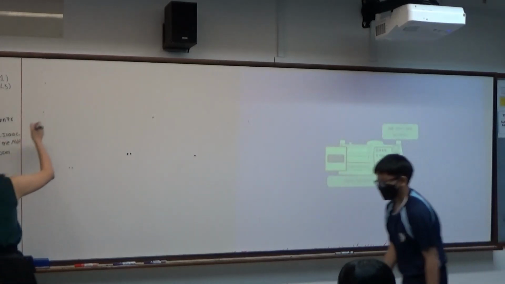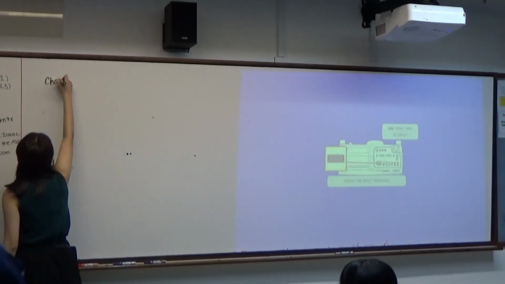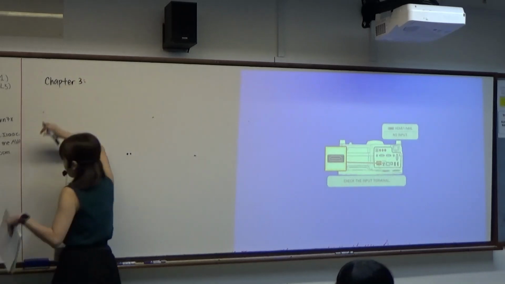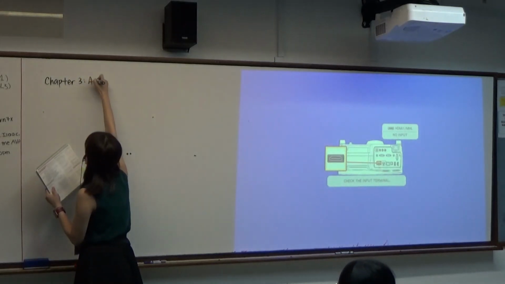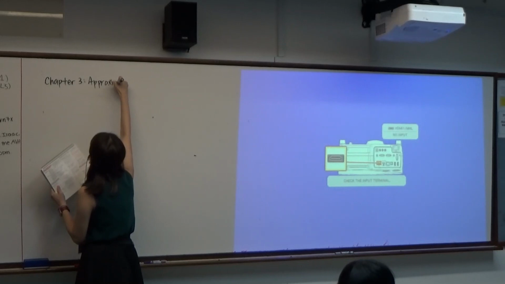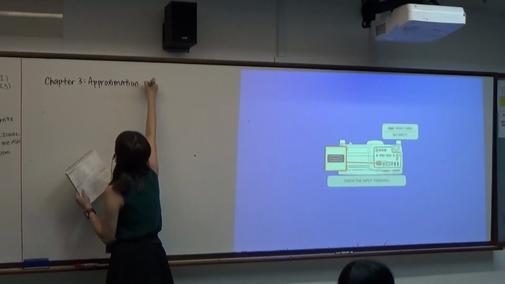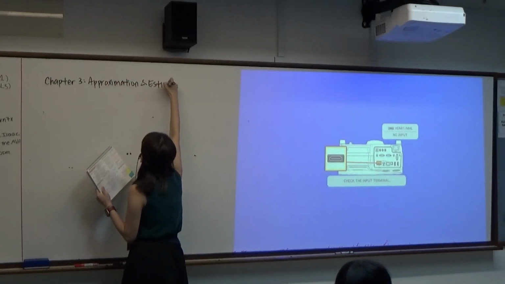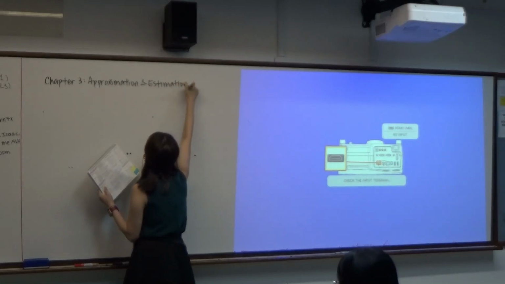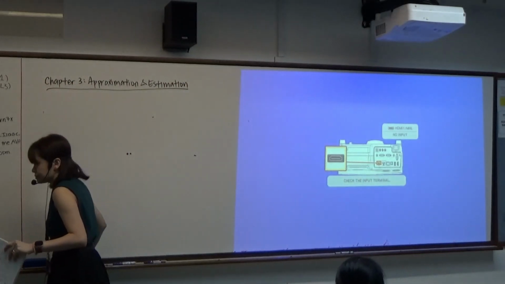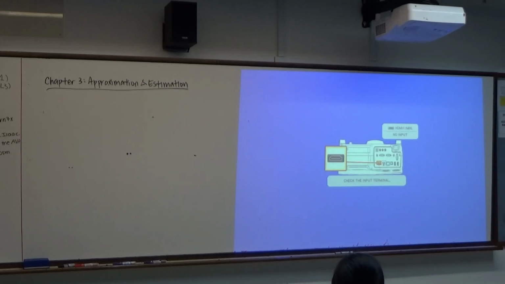So I want you to start on a new page in your notebook and update your content page. We are now looking at chapter 3, approximation and estimation. Update your content page in your notebook. Start a new page.